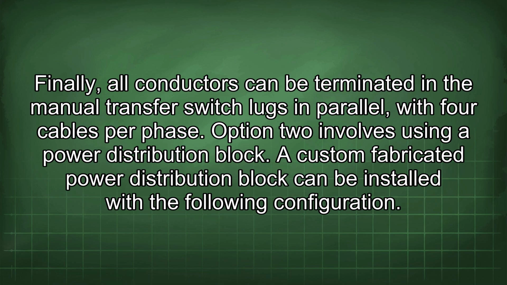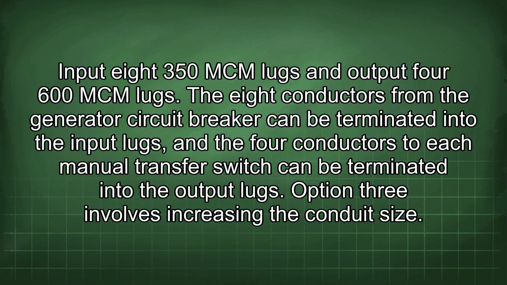Option 2 involves using a power distribution block. A custom fabricated power distribution block can be installed with the following configuration. Input 8 350 MCM lugs and output 4 600 MCM lugs. The 8 conductors from the generator circuit breaker can be terminated into the input lugs, and the 4 conductors to each manual transfer switch can be terminated into the output lugs.